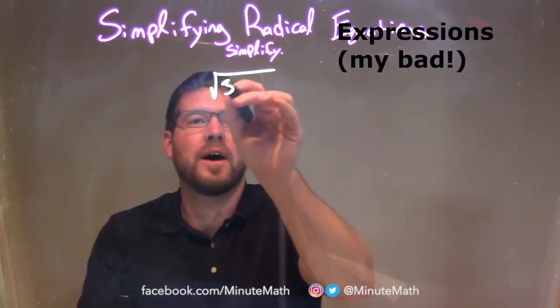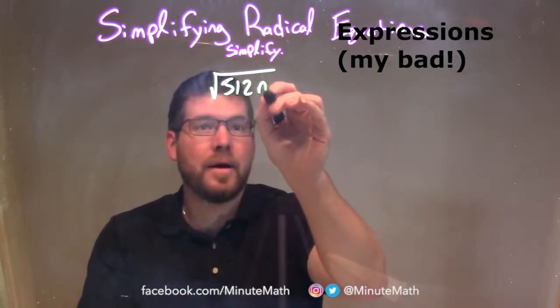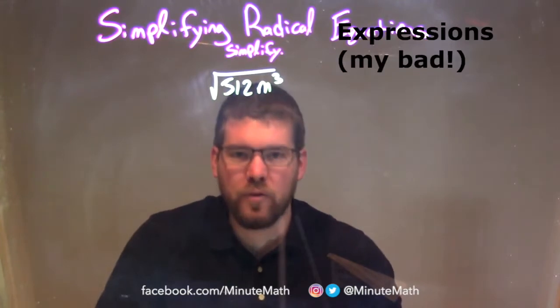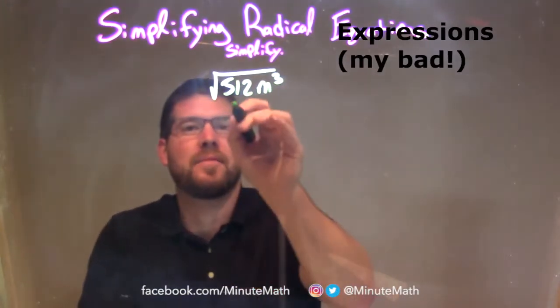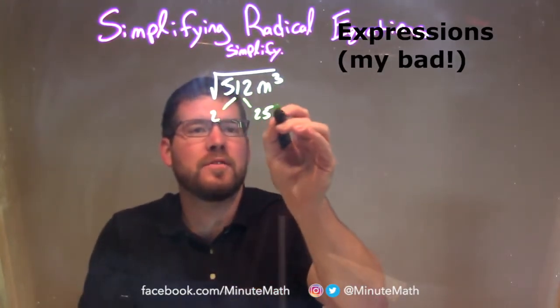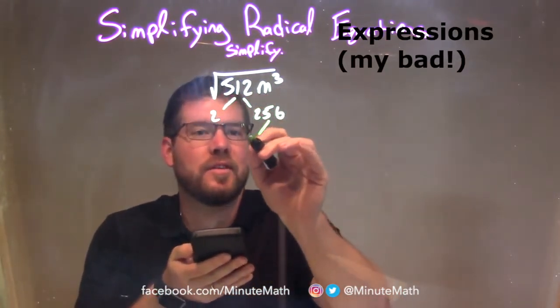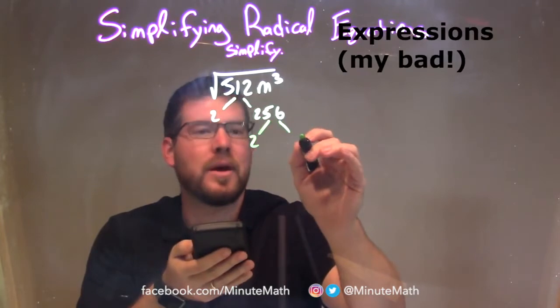Square root of 512 m to the third power. Okay, so I need to break down 512. I'll do my prime factorization of that. 512 is 2 times 256. Okay, let's just keep going from here. 256, I just did a similar problem. 256 was 2 times 128.